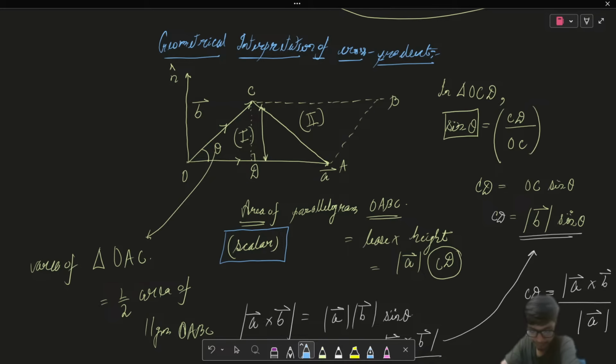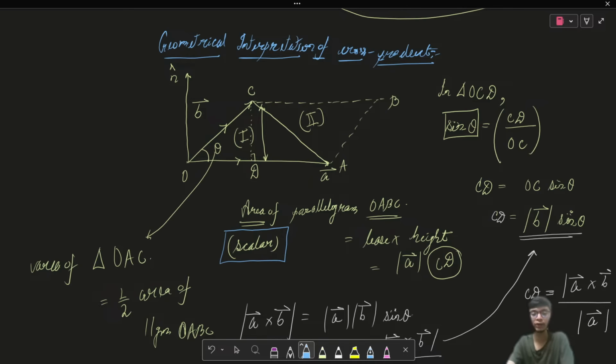Is this part clear? Please let me know if you have any questions so that we can discuss it, and you will have ease when you go on to solve questions. All right.